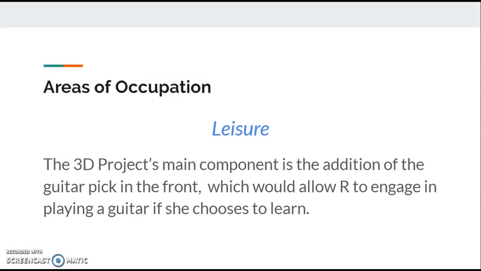When moving on to the areas of occupation, the project's main area is leisure, as the main feature is the addition of the pick that allows R to be able to use the STEM cube when playing guitar, which is a part of the leisure aspect of her life, if she decides to play guitar on a regular basis, or decides to use it as a leisure activity in her free time. The other areas of occupation don't apply as much to this STEM cube, as the cube is more meant for her ability to focus and something to just play with in her everyday life in order to regulate herself and her stimming behaviors.